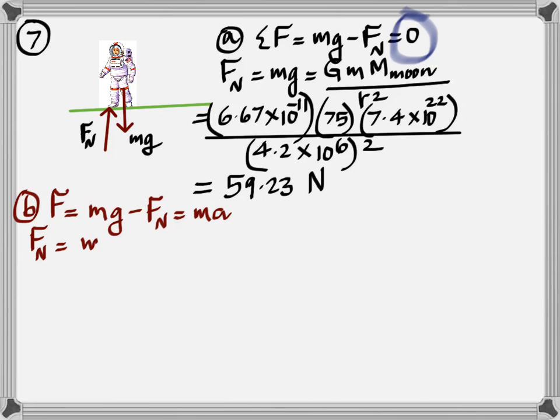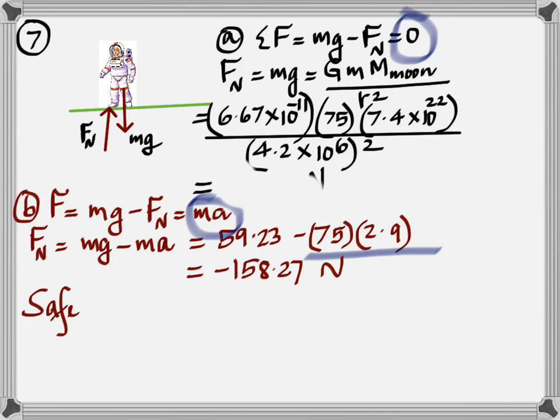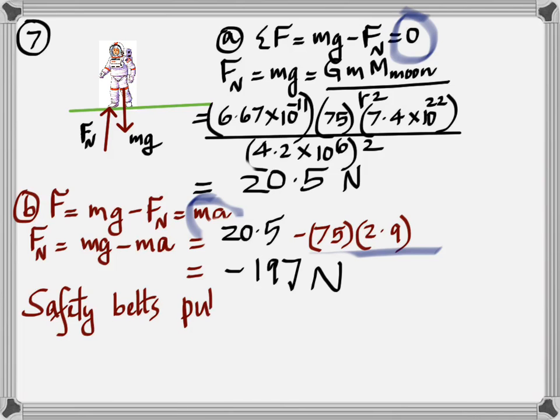But in the next case, it is moving towards the moon with an acceleration. So that's why on the right hand side you got to have the mass multiplied by the acceleration now. So that's the only difference. And you would get a negative force showing that the astronaut has a chance of going away from the seat or from the floor and needs safety belts to keep him down there. Okay, so those are some calculation mistakes that I made, and I've corrected it now. I think it's negative 197 Newton.